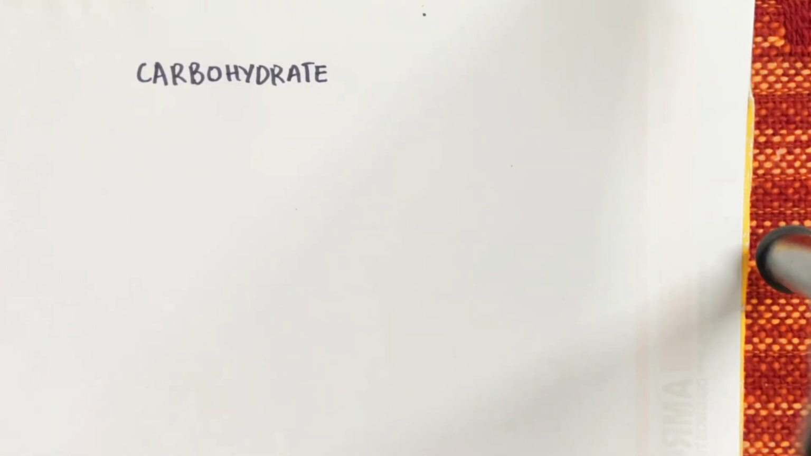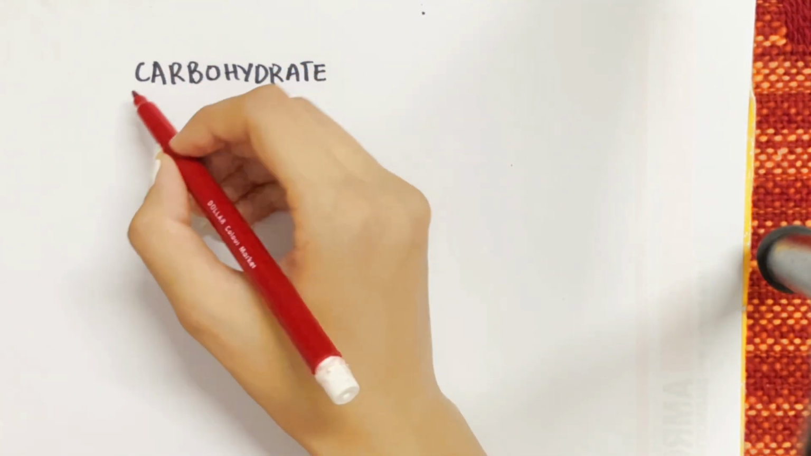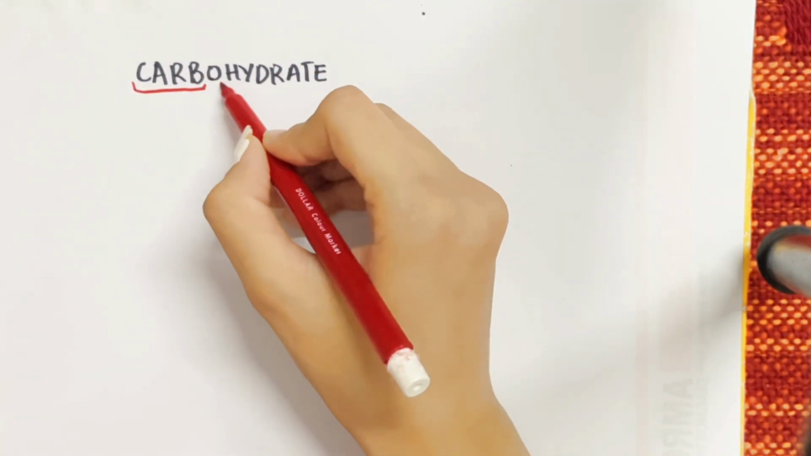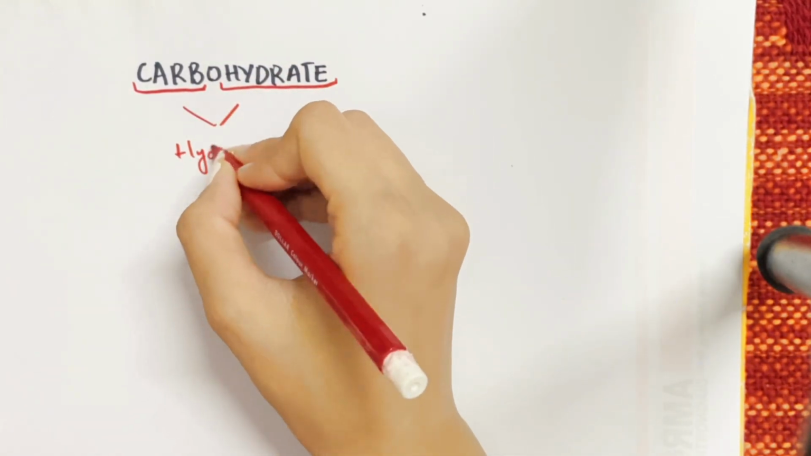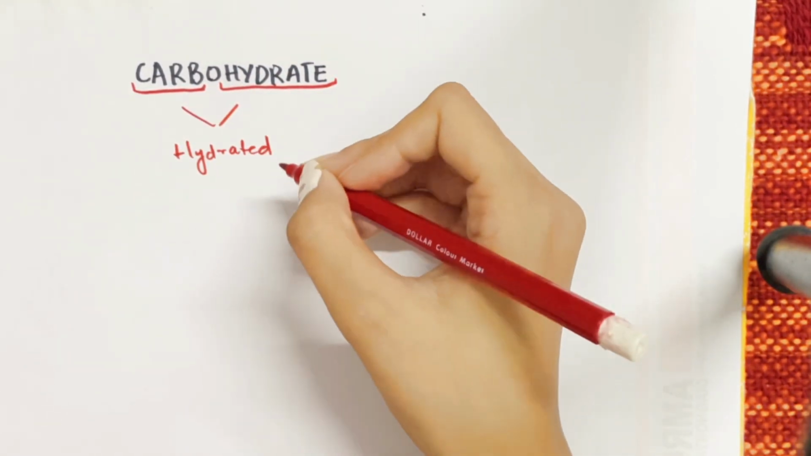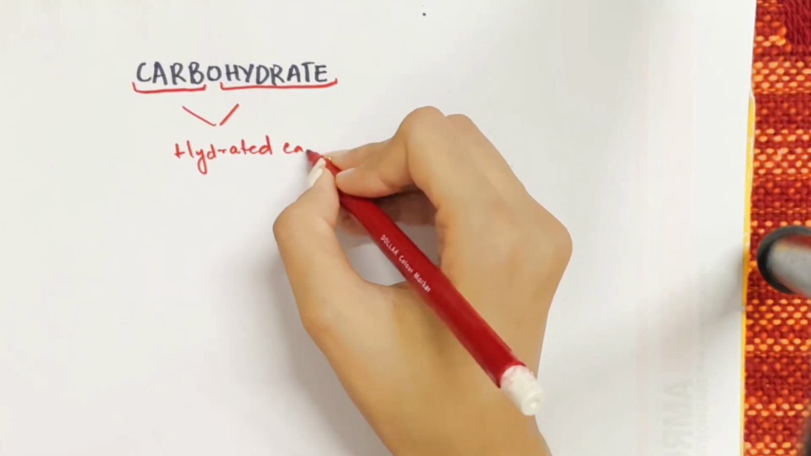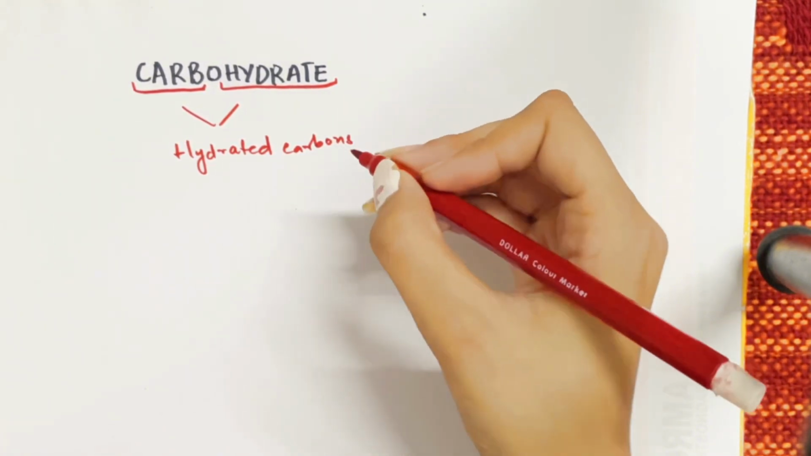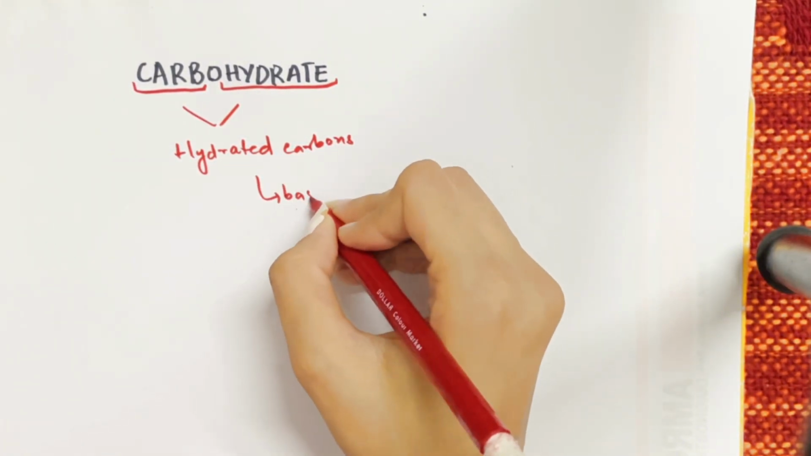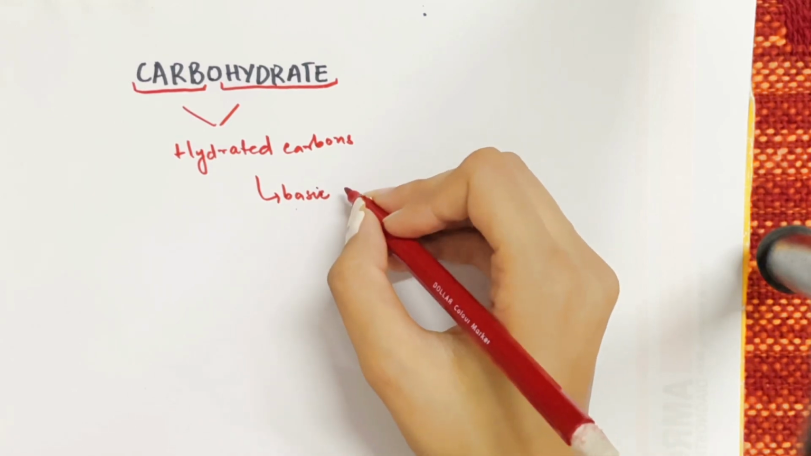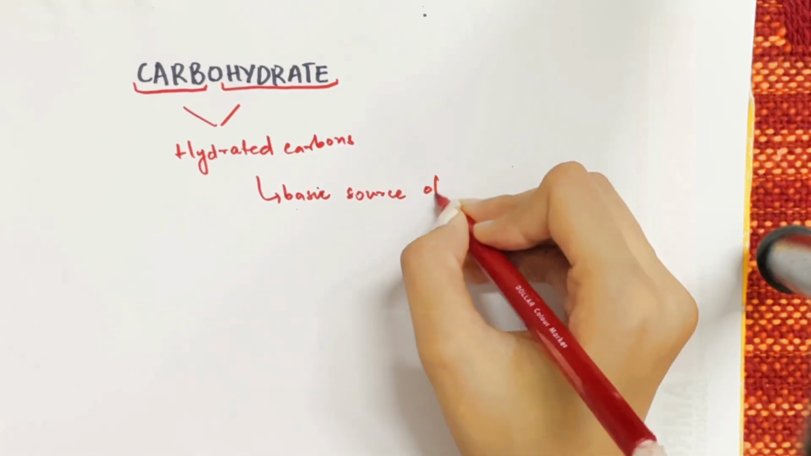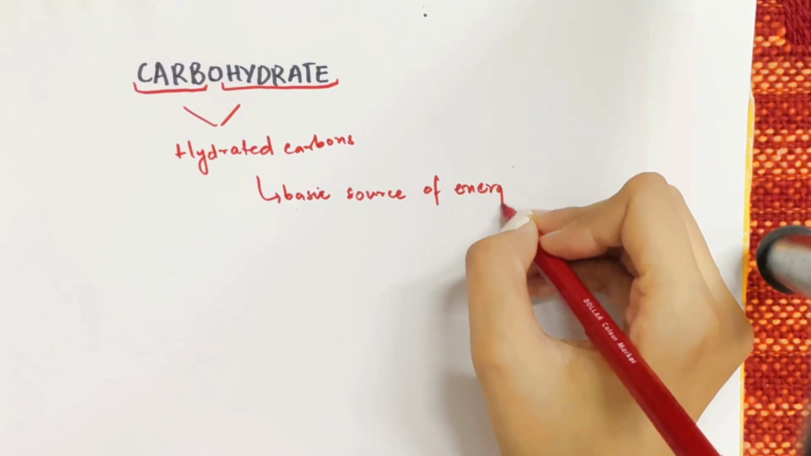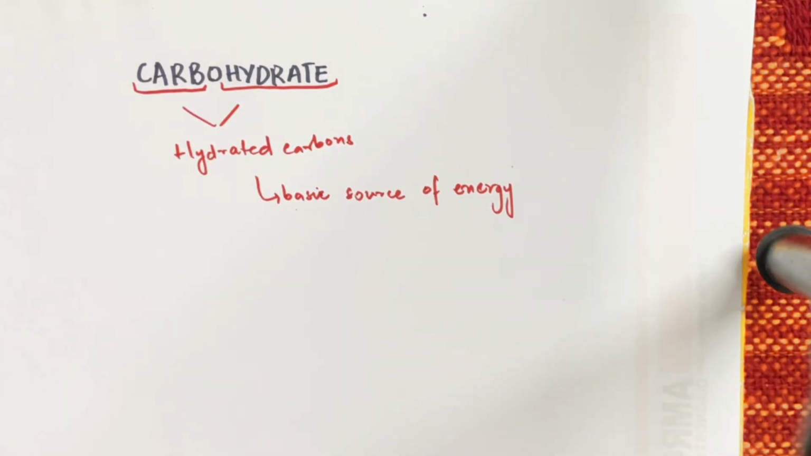When you talk about carbohydrate, the first thing you need to learn is that you need to break down the term into two components, carbo and hydrate, which in turn means hydrated carbons. Whenever the term carbohydrate is used, it means hydrated carbons. The hydrated carbons are the basic source of energy for all the physiological and metabolic functions of the body. It is required by the body in a very large quantity.